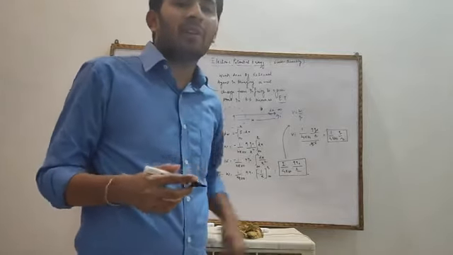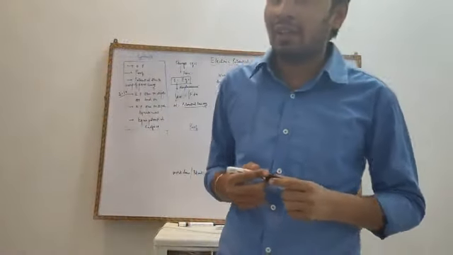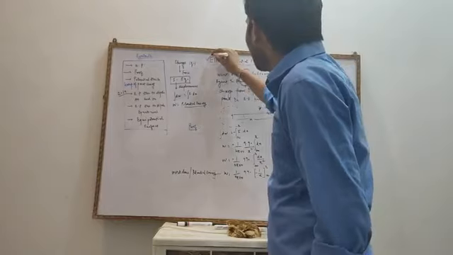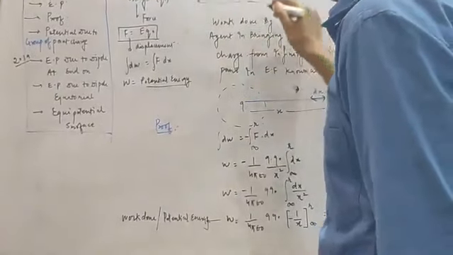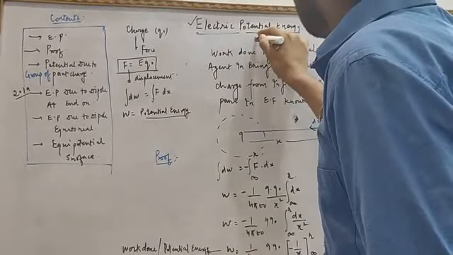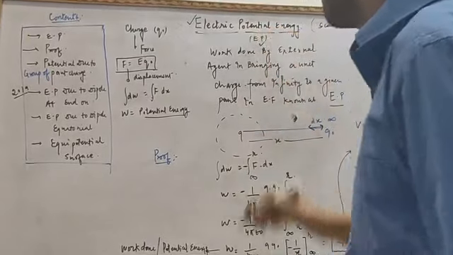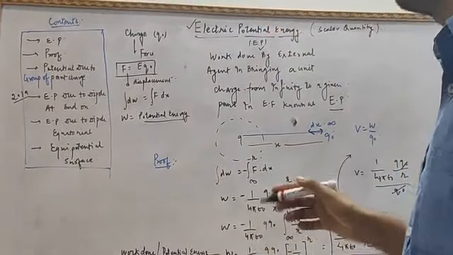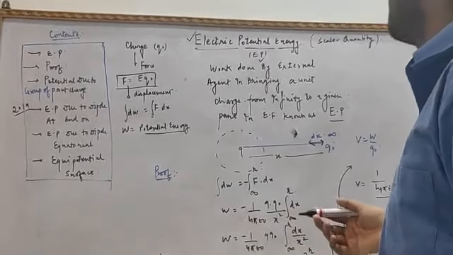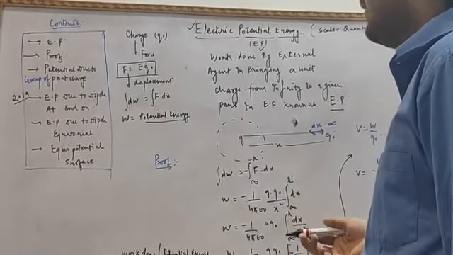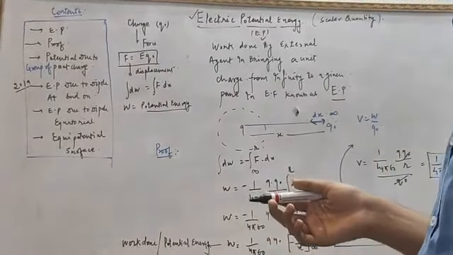Hello and welcome students. Today we will study our next lecture of electrostatics, that is electric potential energy and electric potential. For denoting the electric potential I will use the symbol V. This is the fourth or maybe the third chapter in our book. Again, a very important chapter from the examination point of view.